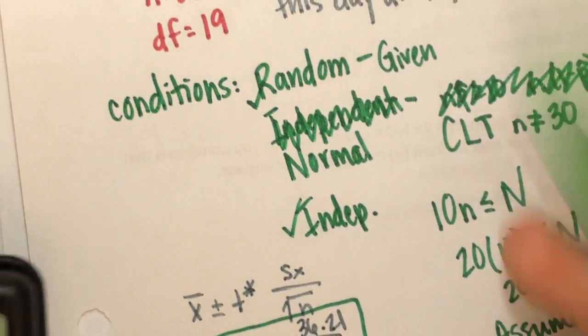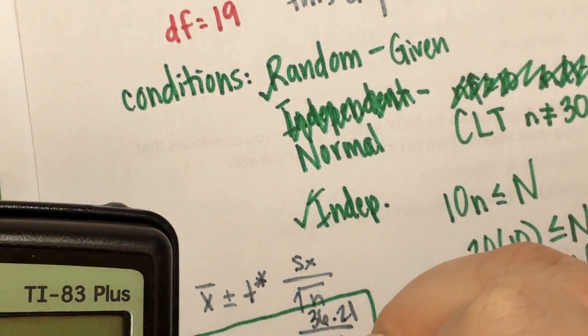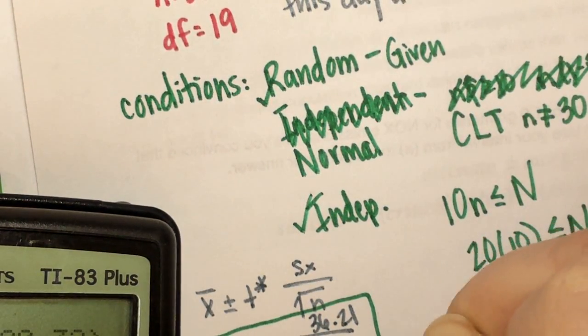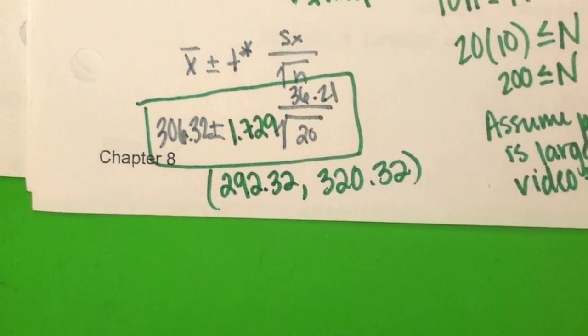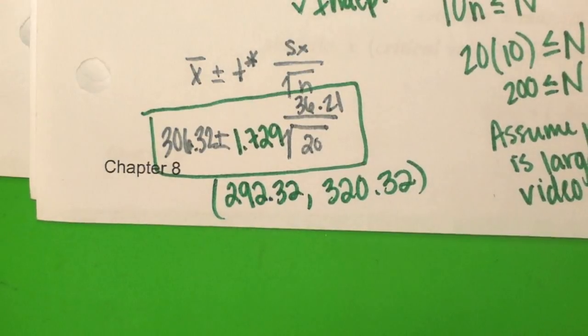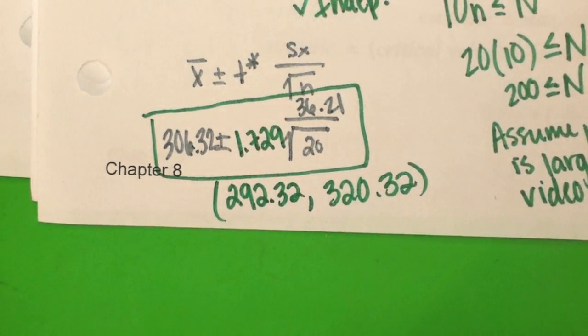So, the answer we got was 292.32 to 320.32. What if we're off by 100? You're going to be okay. They allow for rounding error. Again, our confidence level of 90%, we're already assuming we're 10% wrong. Like, we're already assuming we're 10% wrong in life. Why not assume that some of that wrongness has to do with rounding?